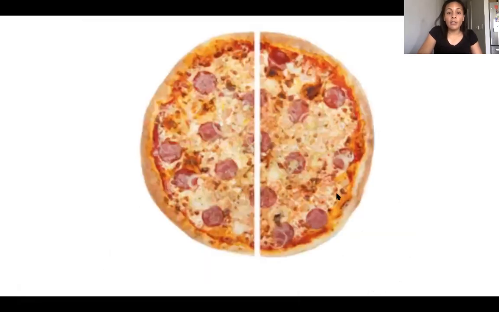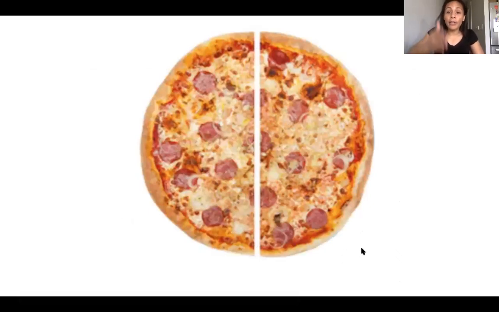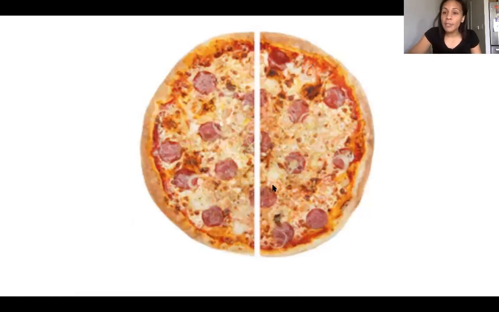Excellent job. So let's take a look at our pizza once again. This is another way that I could have cut or partitioned my pizza into its two equal parts. I cut this pizza in half. Can you say half? Half. These two parts, I cut the pizza in half to make two equal parts. Each of those parts is called a half.